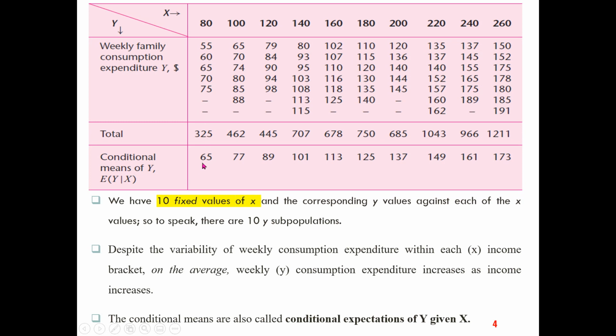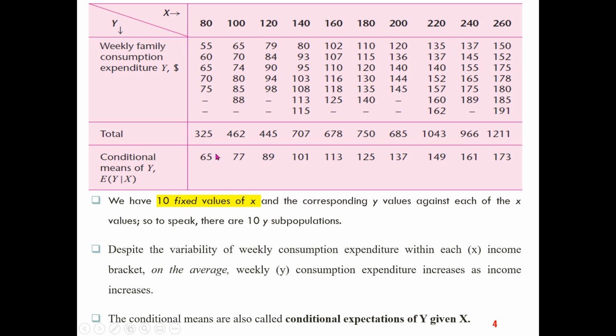If you look, I have also calculated the average consumption values. For example, simply add these consumption figures, that is 55 plus 60 plus 65 plus 70 plus 75, and then divide by the number of observations here, which is 5. So if I add these values and divide by 5, I get 65. And what is that 65? That 65 is the conditional mean or conditional expectation of consumption for a given value of income.